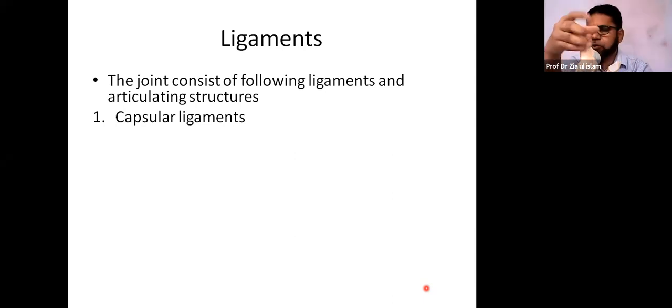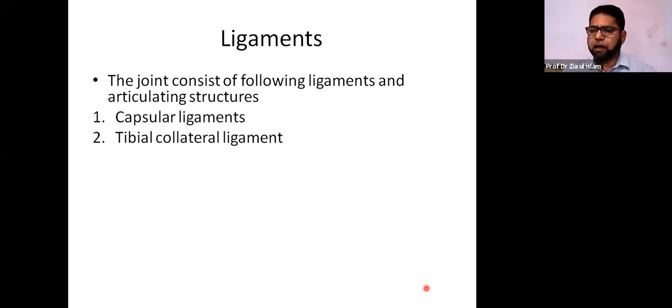If you fold a towel and wrap it around, this towel acts as a capsule which has a superior attachment and an inferior attachment. So we have the capsular ligament. Then we have the tibial collateral ligament. The tibial collateral ligament is situated on the medial side, that is, the medial collateral ligament. There will be two collateral ligaments. We have a medial collateral ligament.